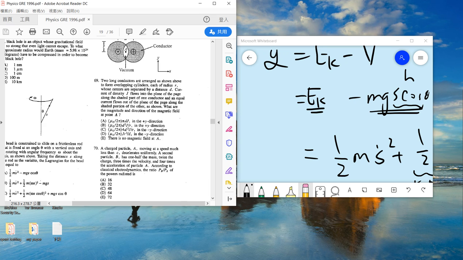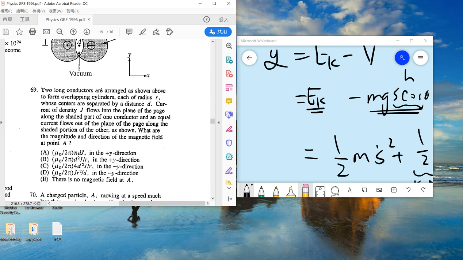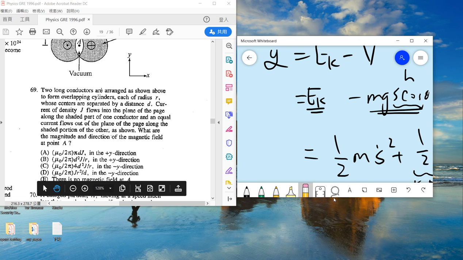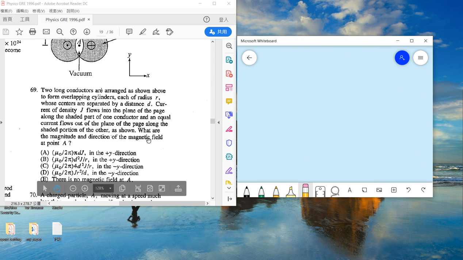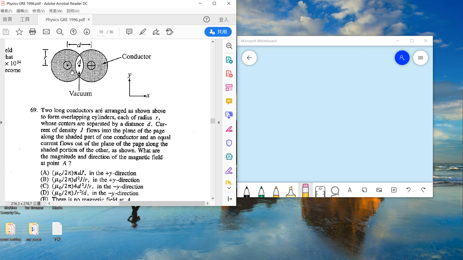Okay, nice. So 69: you have overlapping cylinders, and they ask you about the magnetic field. You just add the contribution from the left and the contribution from the right, and this is the answer. All you need is to compute the magnetic field by Ampere's law.